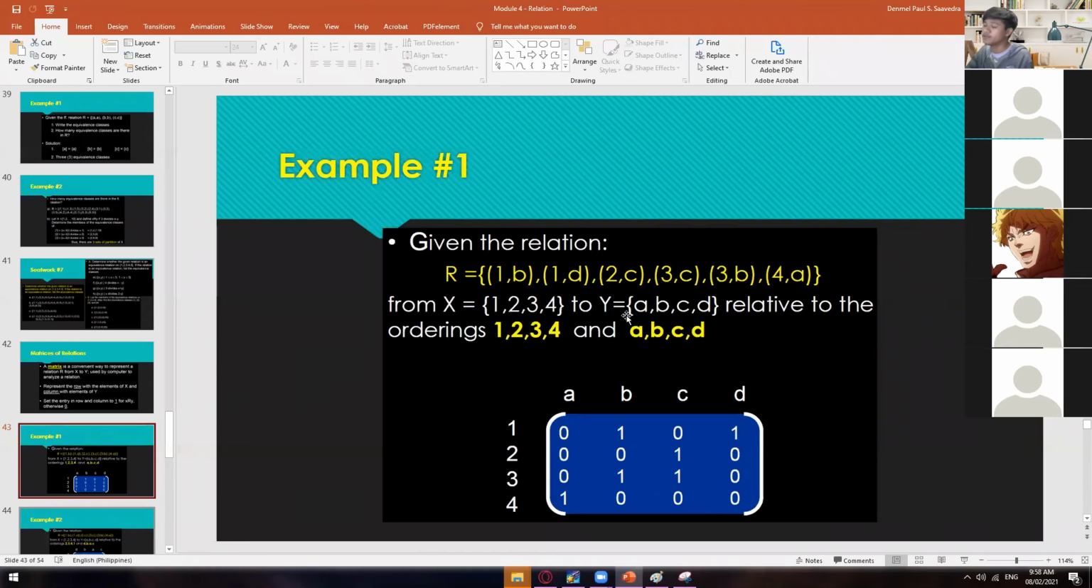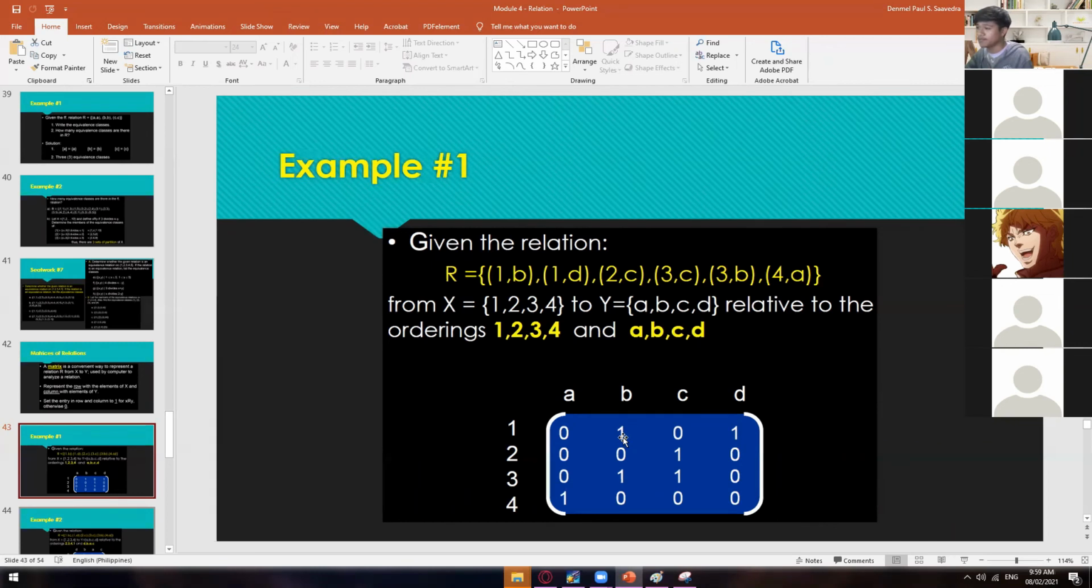And then the Y here is the column, which is an arrangement of A, B, C, D. So just be wary when it comes to putting the format or arrangement. For the column, it is the Y, and for the rows, it is the X. Since right here we have 1B, just look at the 1B coordinates and put there 1.